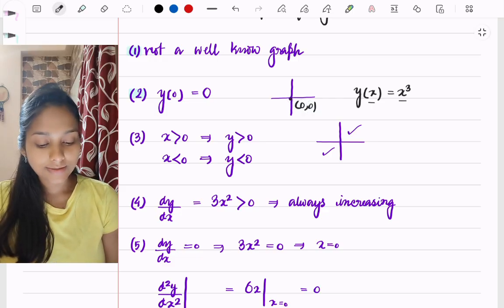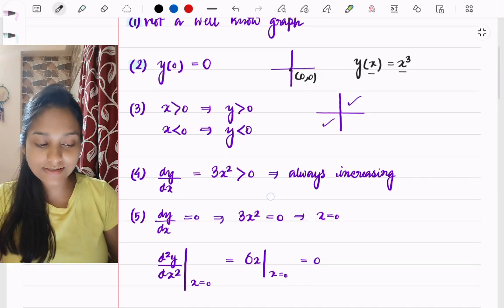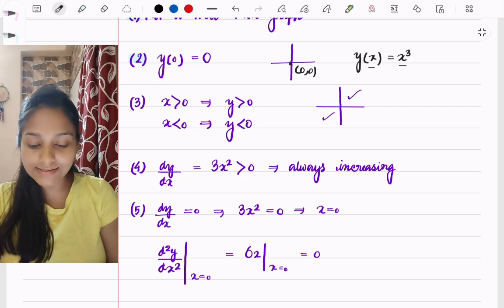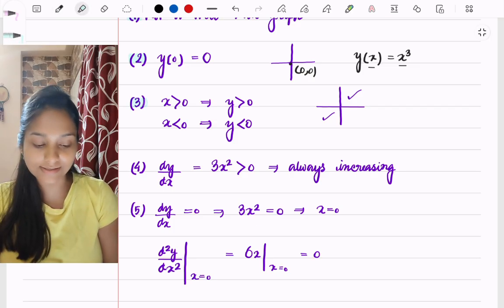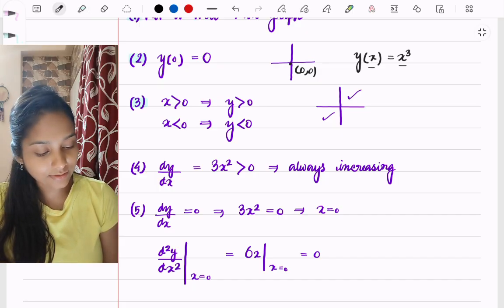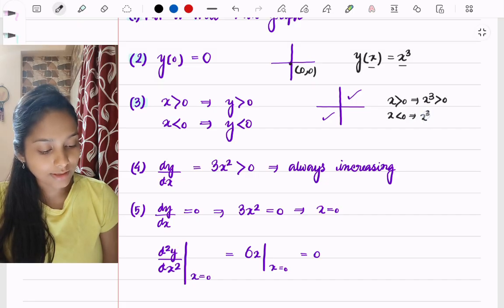Next, if x is greater than 0, then y is greater than 0, and if x is less than 0, then y is less than 0. Why is it? Because as x is greater than 0, we also have x cube greater than 0, and similarly if x is less than 0, we must have x cube less than 0. So this gives y greater than 0 and this gives y less than 0.